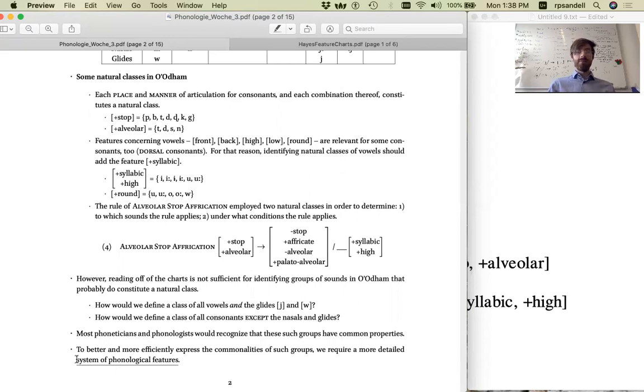And then finally, the overall goal that we're aiming for today is to try to better and more efficiently express the commonalities, the things that certain sounds share. And when we work that out in detail, as Hayes has done for his textbook, the result then is a system of phonological features.